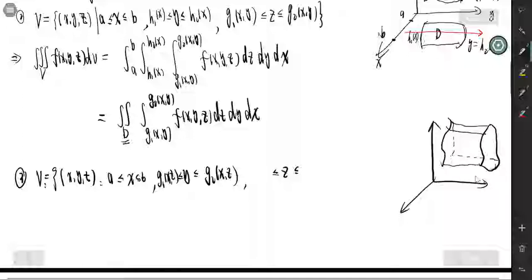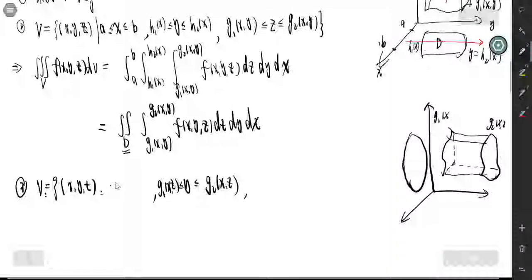If the surface is bounded by y, first we can write the set like that. The surface is y equals g2(x,z) and g1(x,z). The region is here: (x,z) belongs to the region D. The region D is on the xz plane.